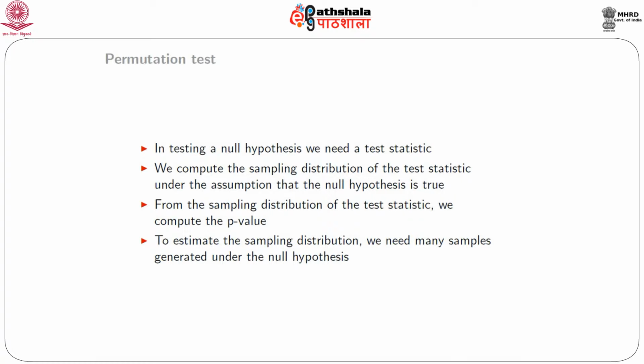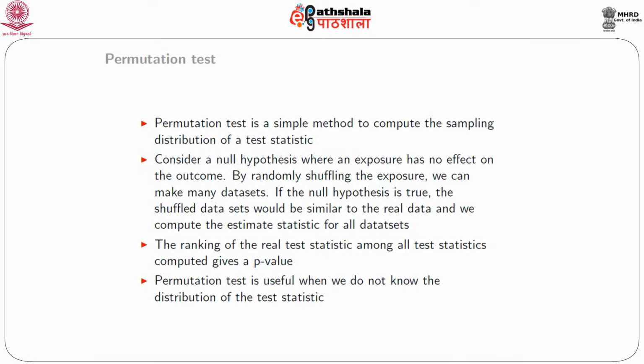Now, there can be situations where it is not so easy to compute the sampling distribution. A permutation test gives a simple way to compute the sampling distribution for any test statistic. Note that for any sampling distribution that we need to estimate, we need to have many values of the test statistic. So, we need to generate many samples under the null hypothesis, and for each of the samples we need to calculate the test statistic, and from there we can have a sampling distribution of the test statistic.